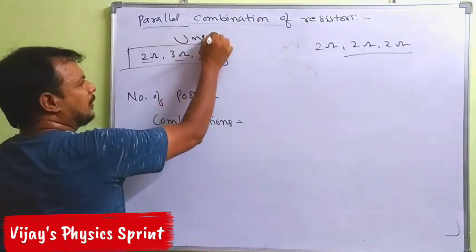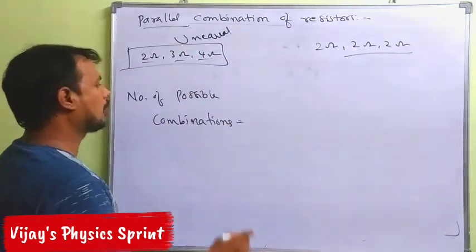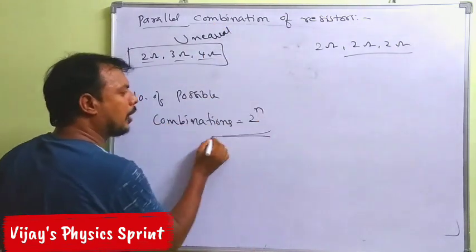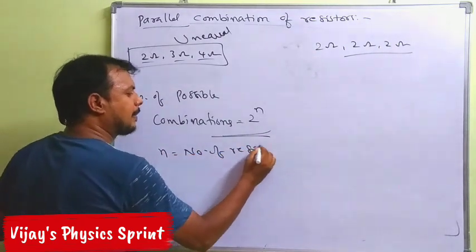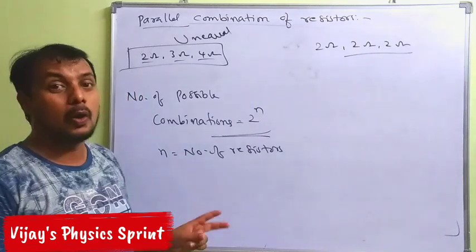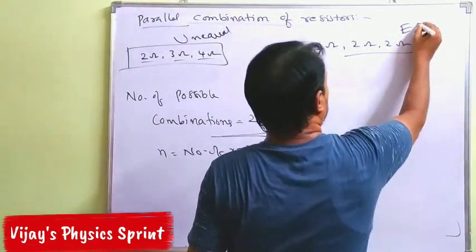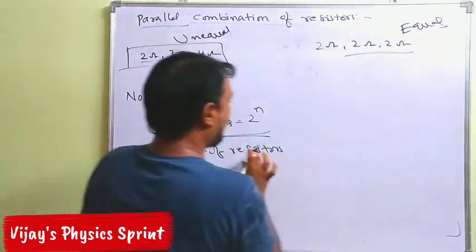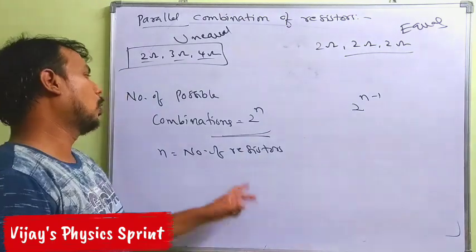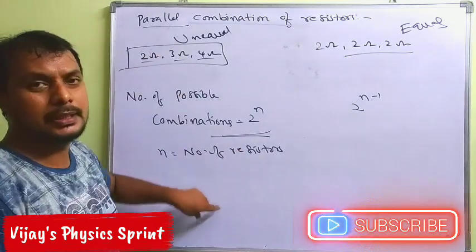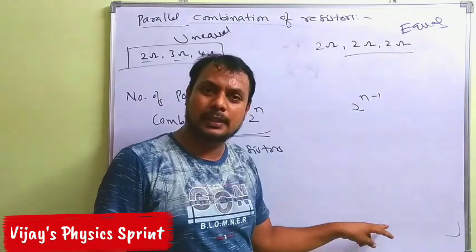Unequal resistors. For unequal resistors, the number of possible combinations is 2 power n, where n is the number of resistors. If equal resistors are given, the number of combinations becomes 2 power n minus 1. So, 2 power n for unequal resistors, and 2 power n minus 1 for equal resistors.